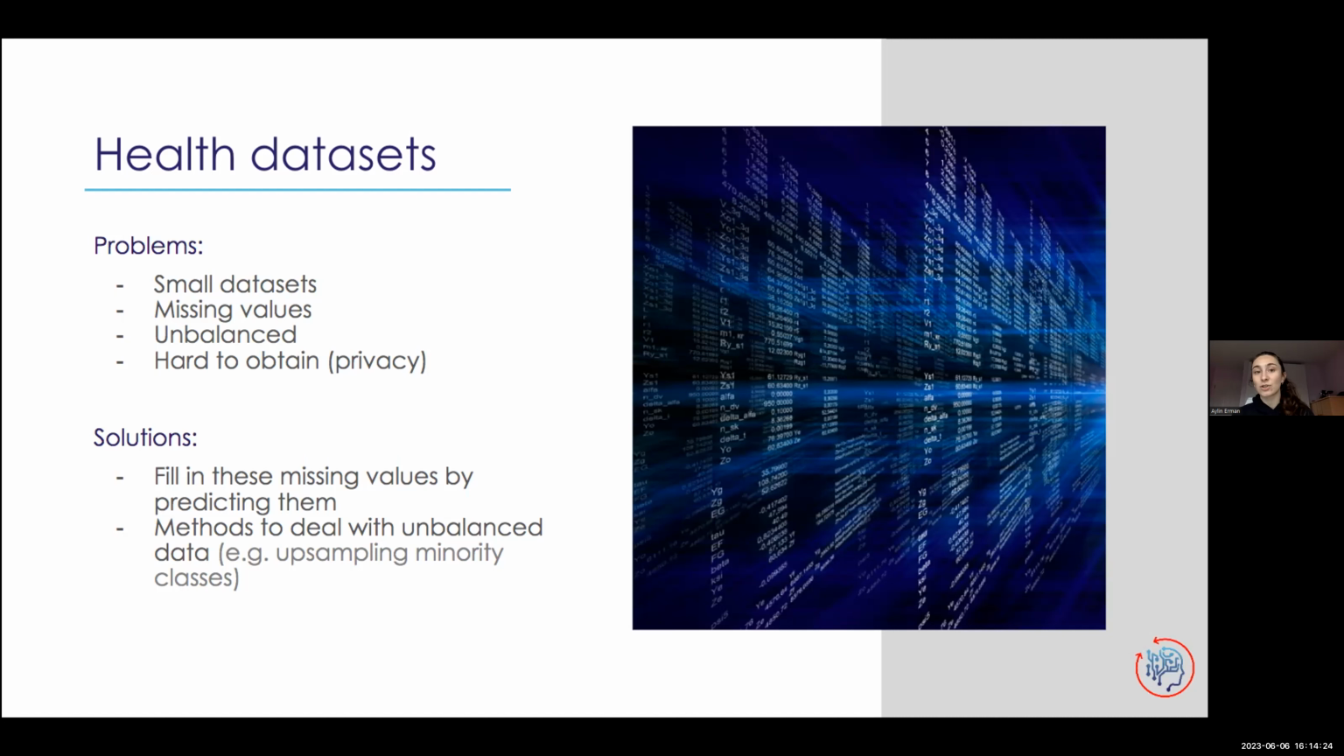Another issue is that it's usually hard to obtain, and that's just because of privacy regulations. But solutions do exist to these problems. One of them is that you can fill in these missing values through a process called imputation, by predicting them with machine learning. That's one thing that I did in this project that I'm going to talk about in a bit. And there are also methods that exist to deal with unbalanced data, which I will also talk about.